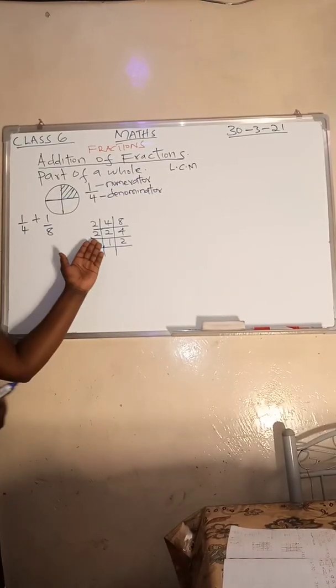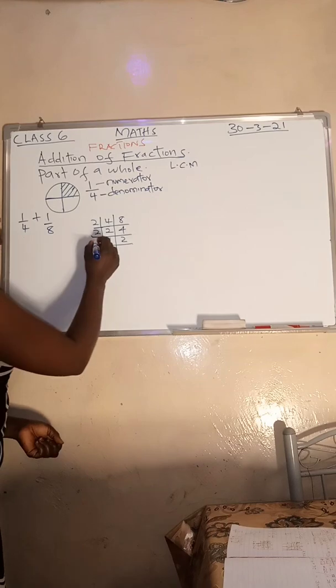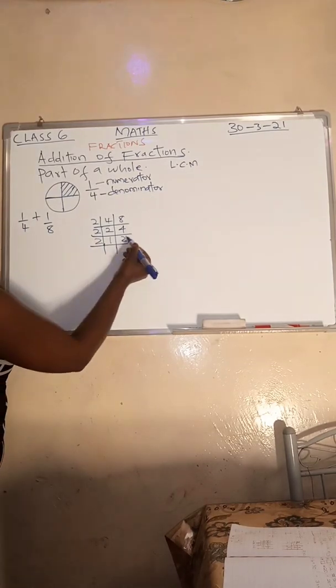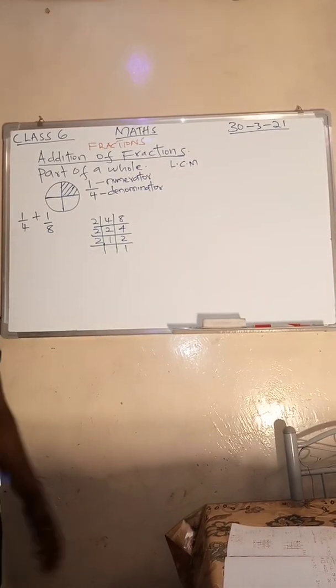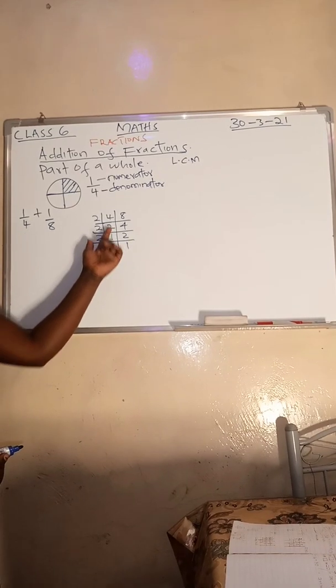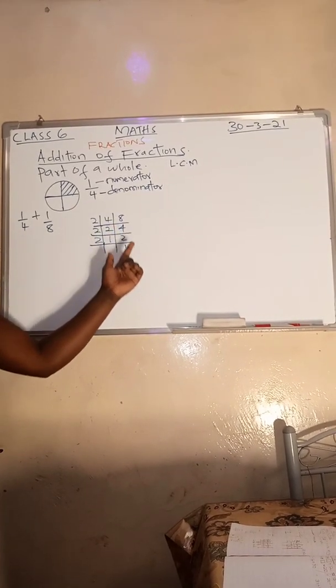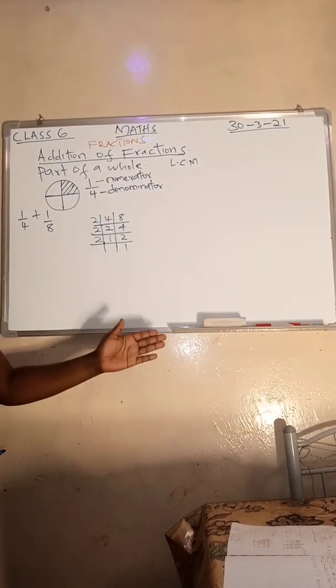So which number again can divide now 2? It is still 2. So we put there our 2. 2 goes into 2 how many times? Once. So we are through with both of them. We have reduced 4 to 1 and we have also reduced 8 to 1. So what is our LCM?